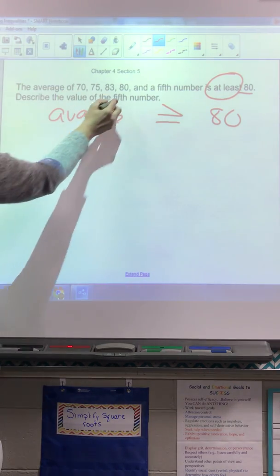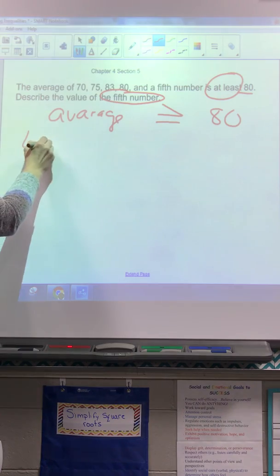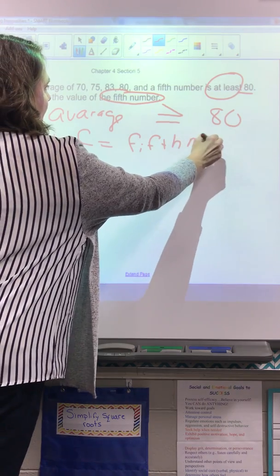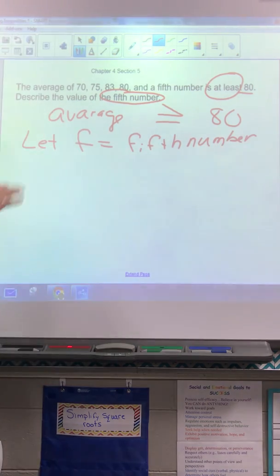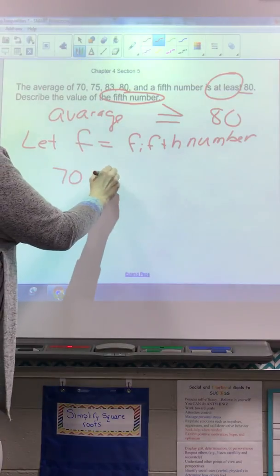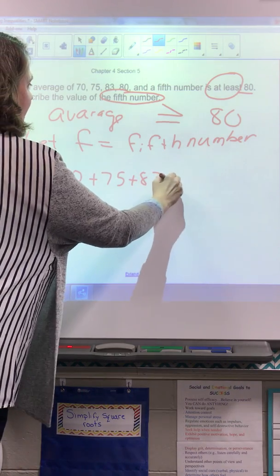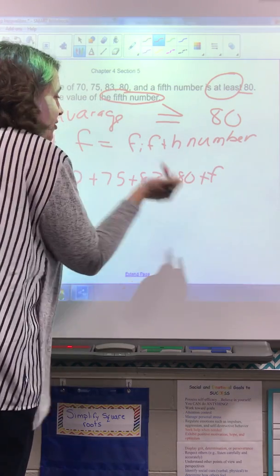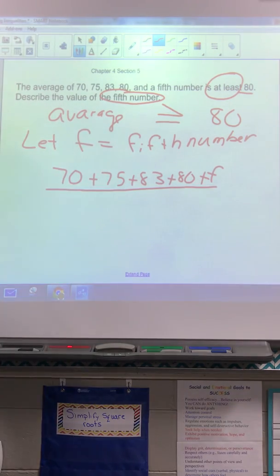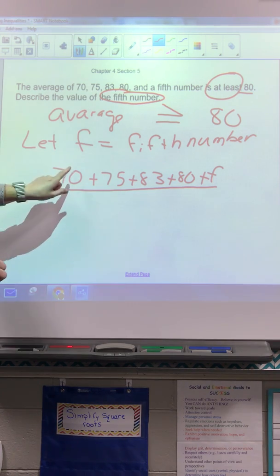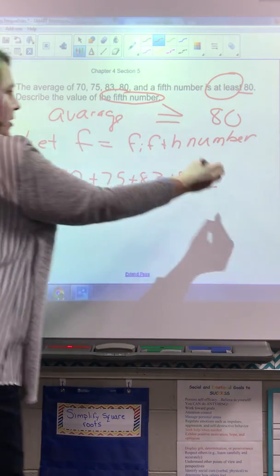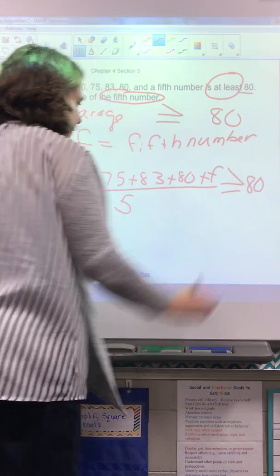Now I'm going to define my variable. What we're being asked for is the fifth number. So I'm going to let f equal my fifth number. And I'm going to remember how I do averages. Add them together and divide by how many you're adding. So 70 plus 75 plus 83 plus 80 plus my fifth number. My fifth number is f. Because I don't know what it is, I'm trying to find it. And I'm dividing by how many numbers I've just added. 1, 2, 3, 4, and 5. So I'm dividing by 5. My greater than or equal to symbol, and 80.